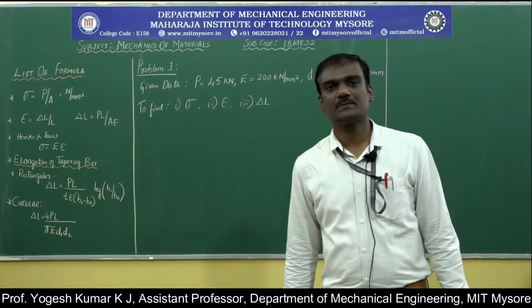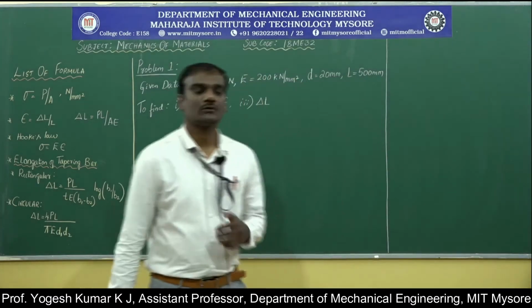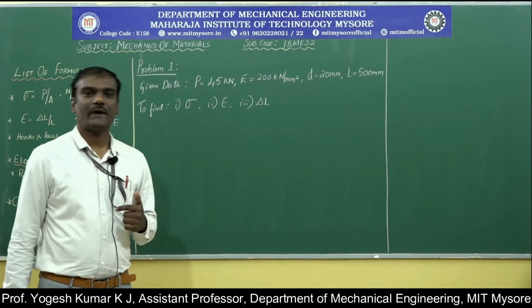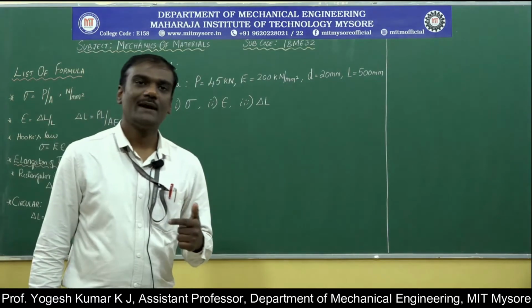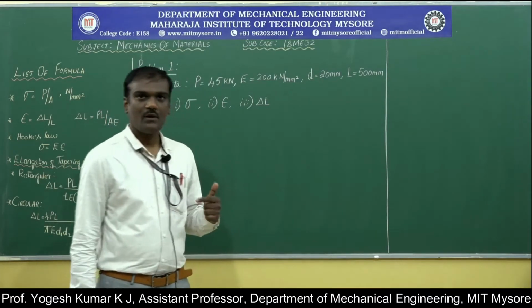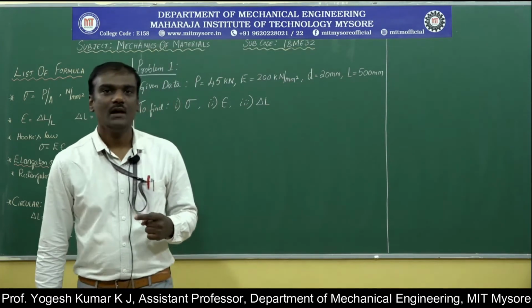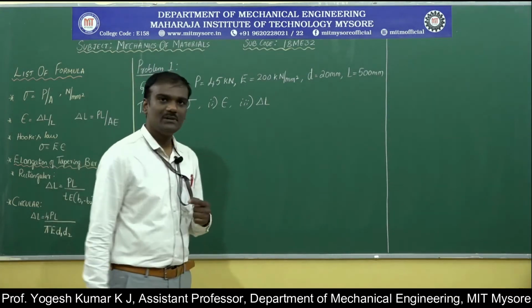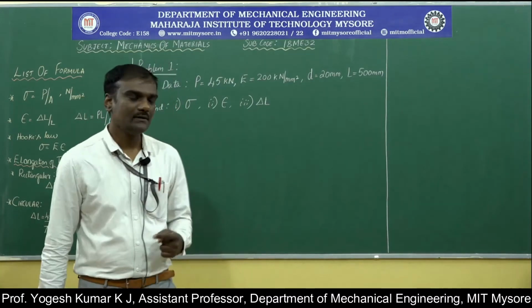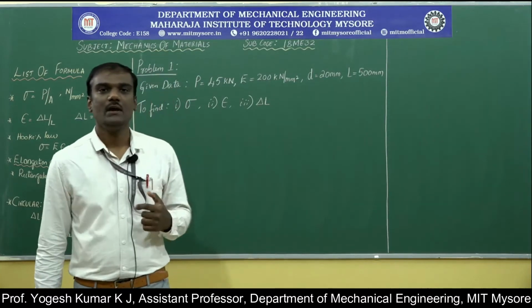So, let us start with the first problem. A circular rod of 20 mm diameter and length 500 mm is subjected to a tensile axial force of 45 kilonewton. Take the modulus of elasticity of the material as 200 kilonewton per millimeter square. Determine the stress, strain and elongation of the bar.